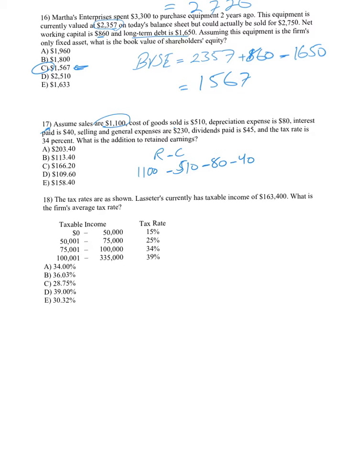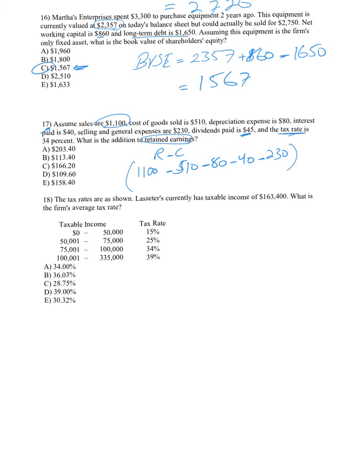Selling and general expenses are $230, so we also have to remove the $230. Dividend paid is $45, but we should be careful about this, because we cannot remove it right now. We have to remove it later on if we are concerned with retained earnings. So I'm not going to remove the $45 here because dividends are not deductible by the tax rate. And then there is a tax rate.